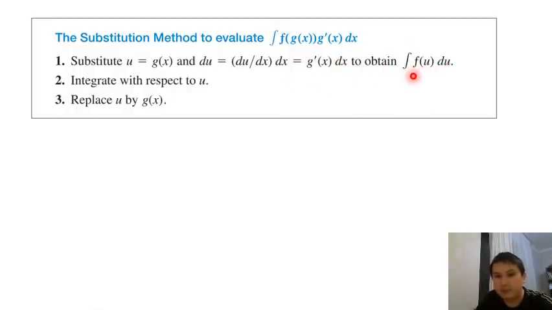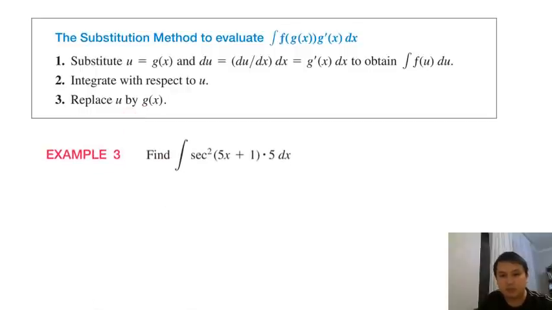So what next? Next, you simply integrate this simpler function with respect to u, right? And then you make this back substitution, right? You recall that u is equal to g of x, right? You need to write everything in terms of x again. So let's do more examples.